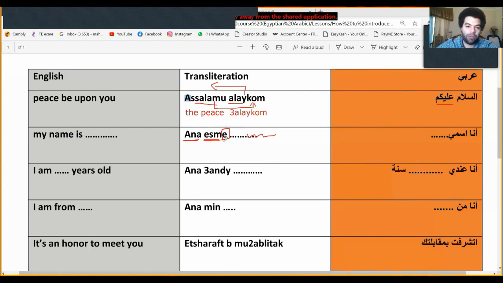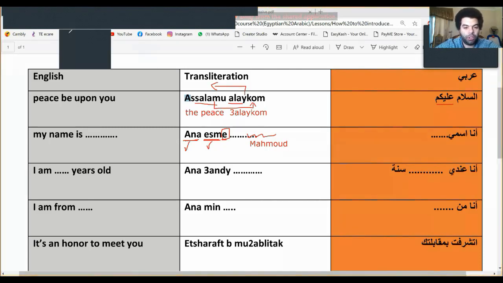So we did learn another couple of words here. We learned ana, which is I, and ism, which is name. And then this E at the end means my. So if you notice here, the possessive ending, my, is not a word by itself. It's not a standalone word. It is a suffix. Good. So, Ana ismi Mahmoud. So my name is Mahmoud, in case you didn't know. Mimo is my nickname. Yeah, it's Mahmoud and not Muhammad, by the way. Mahmoud. Good. So let's move on.